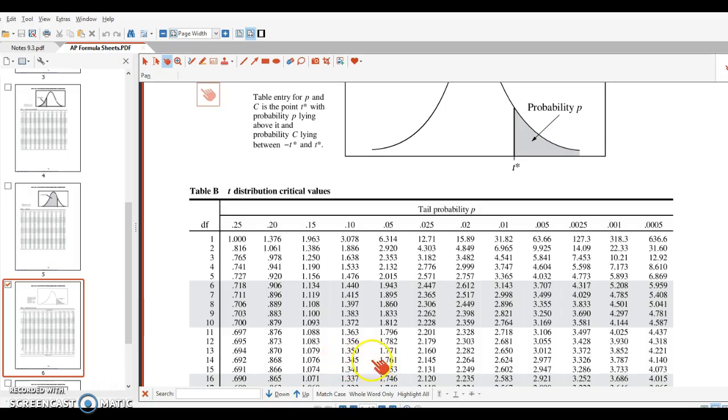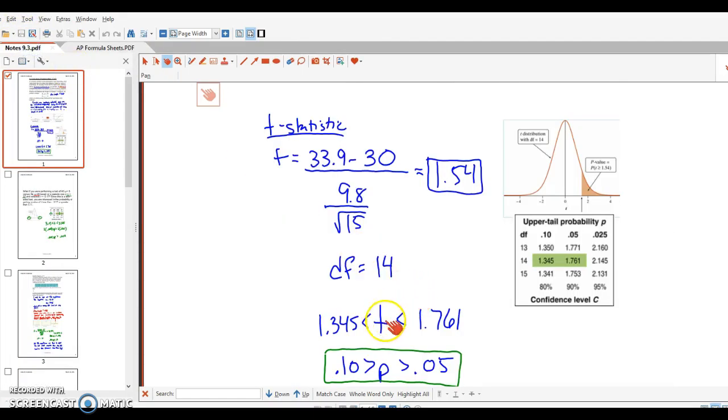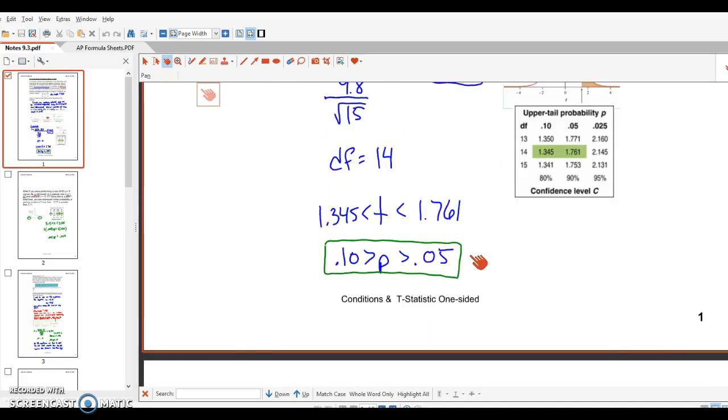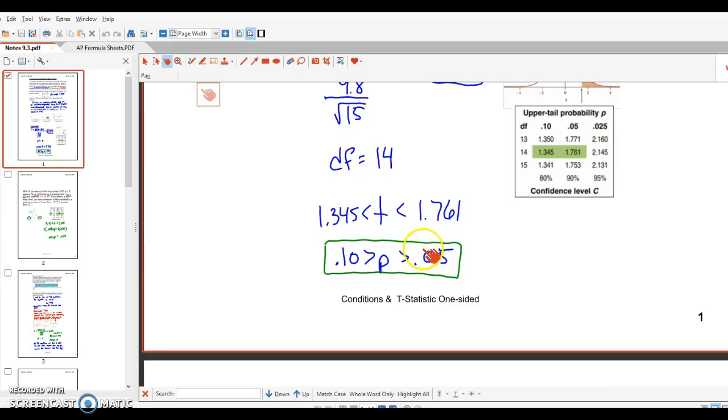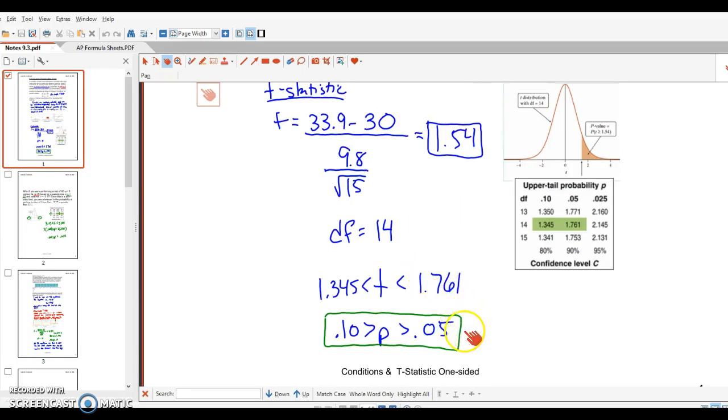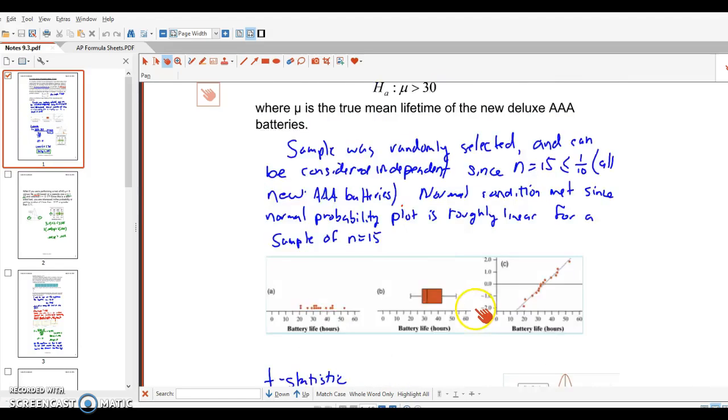So 1.5 is in between those two, go up to the top, and there is the 5, and then 10% that our p-value is in between. So notice it's not an exact p-value, but it is enough to make a conclusion on. So at the 5% level, this would be enough for us to fail to reject, because it's saying the p is somewhere between 5 and 10%, but if 5% is our alpha level, then that would be enough for us to conclude that we would have to fail to reject the null.